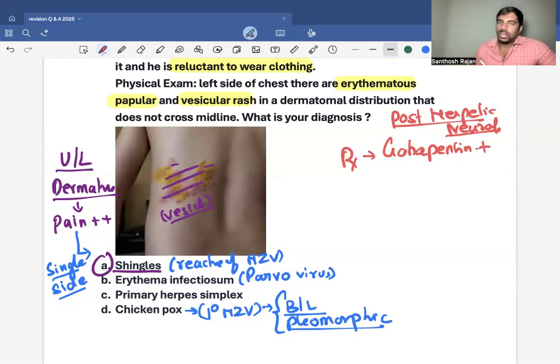Okay, gabapentin or... yes, mainly we give. I'm going to give acyclovir. Yes, acyclovir also you can give. Okay, acyclovir, treat that one. This is for gabapentin. Okay, fine.